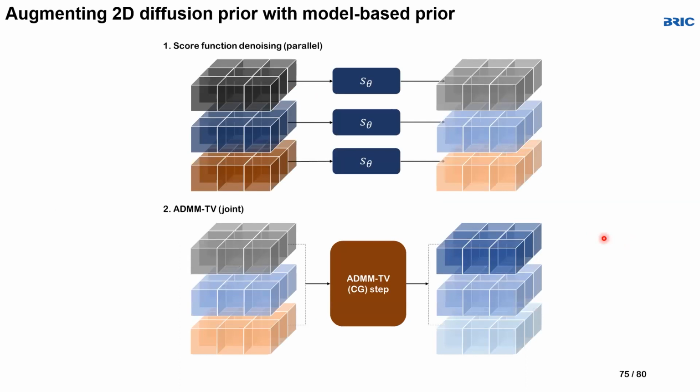Now we can visualize our method as follows. Again, in the first step, denoising is performed independently across slices. Then the ADMM TV sub-optimization scheme is imposed jointly. However, if we were to naively implement this approach, it would mean that we would have to run the ADMM steps at every iteration, which would be computationally infeasible, or at least very slow.